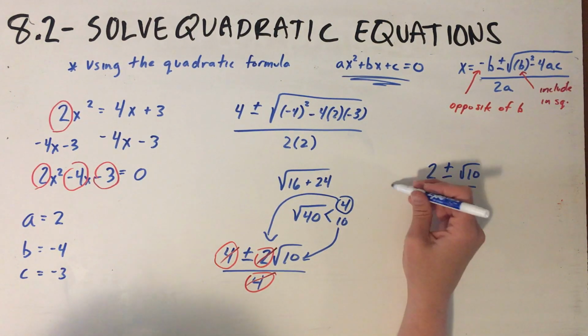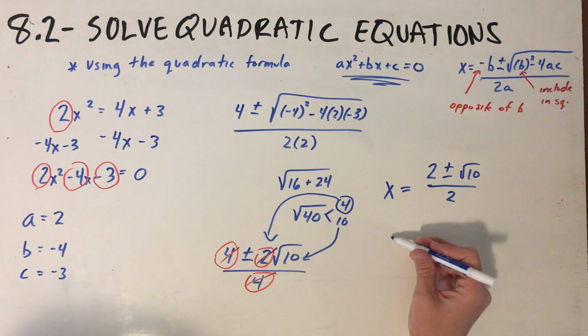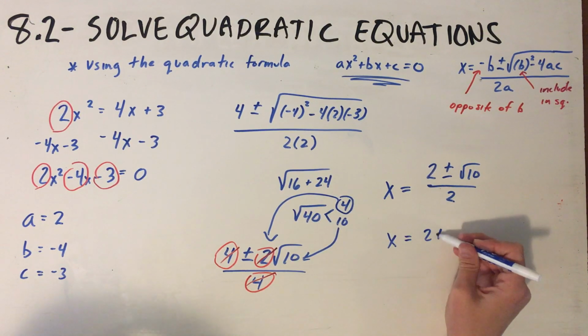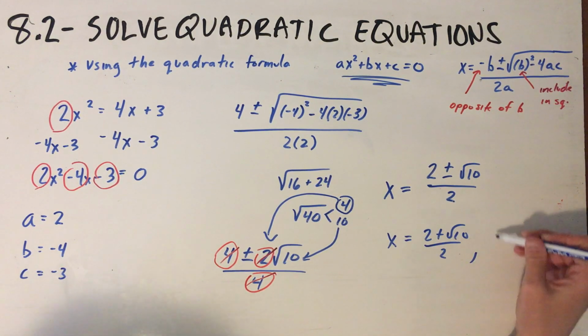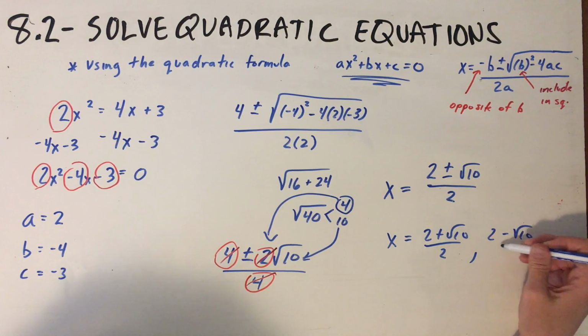So here is a simplified version, and this is what x equals. Again, I want to point out this is 2 separate answers. X is equal to 2 plus the square root of 10 over 2, and is equal to 2 minus the square root of 10 over 2.